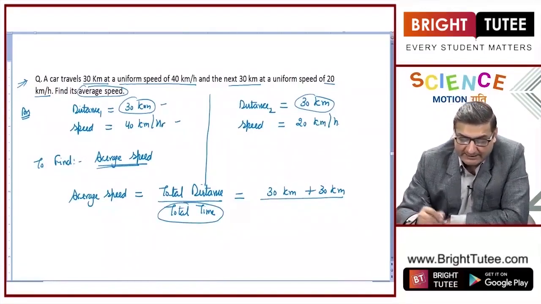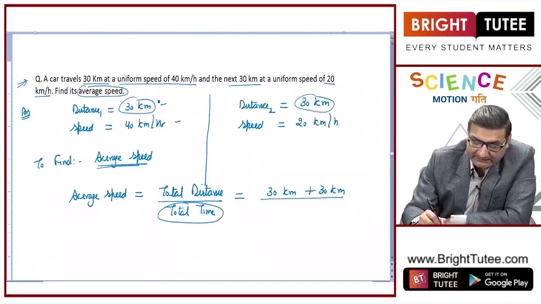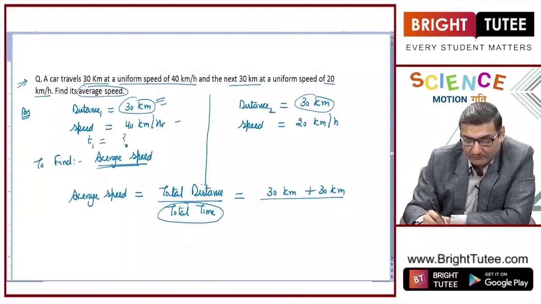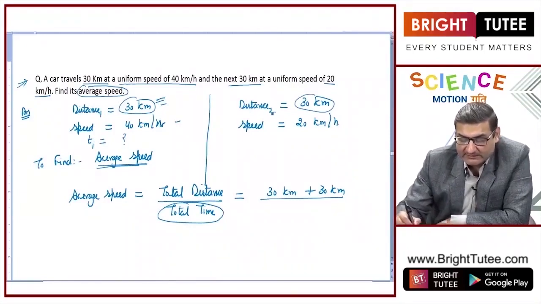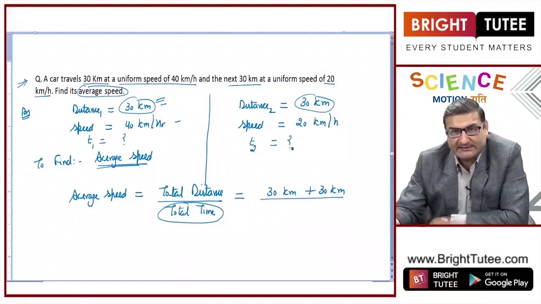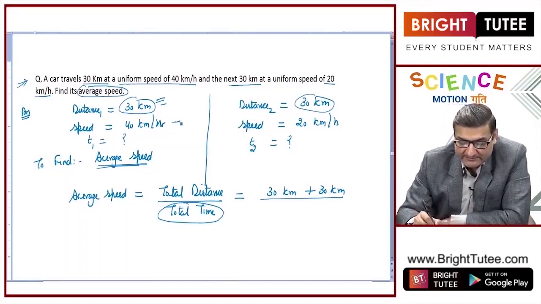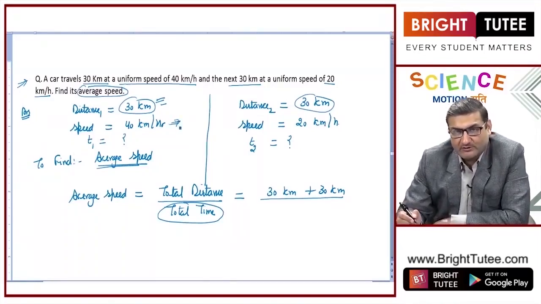First of all, I need to know how much time it took for covering distance 1, let it be T1, we don't know. And for covering distance 2, let us say T2, I don't know. How will I be able to know it? Let us see what else is given to us in the question. We are given speed also. So what is the relevance of giving the speed?